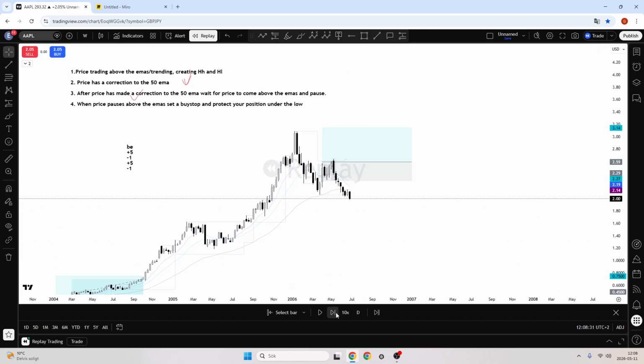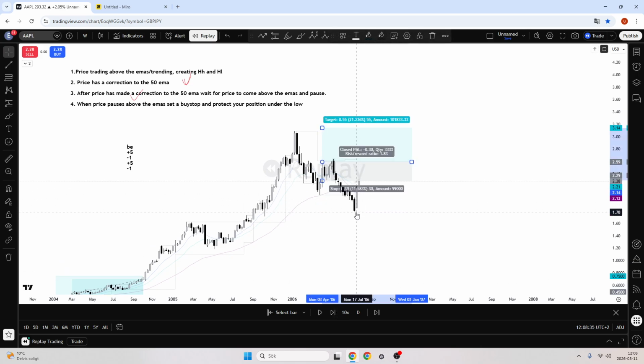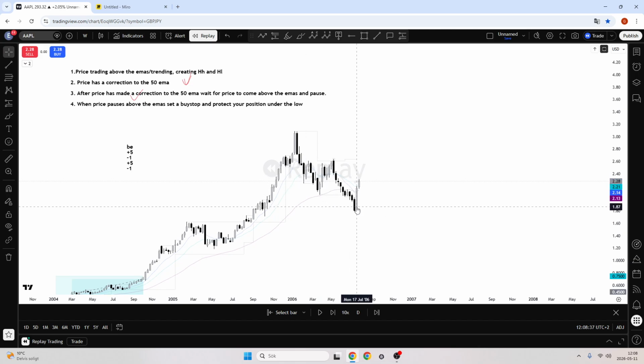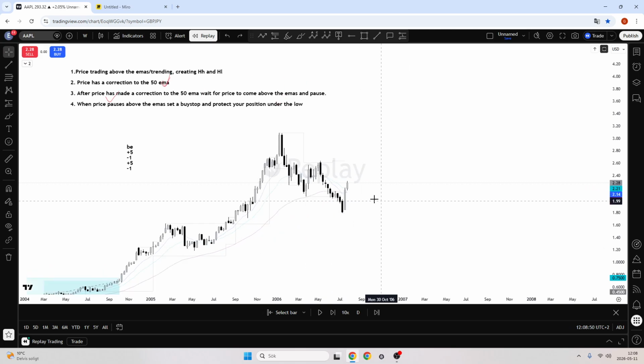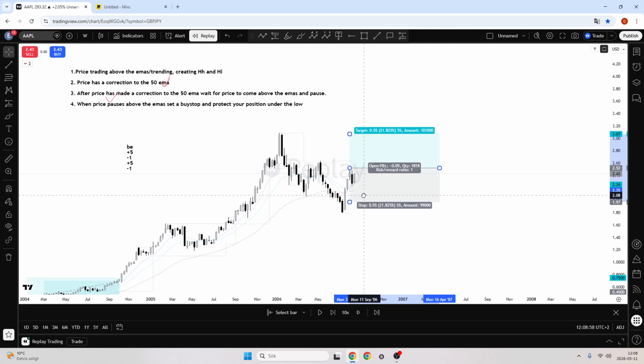It's kind of going sideways here on the 50 MA. I think this is good. We came below the 50 MA right here, but a short period after that, the market just exploded up right here and found support right here on the 50 MA. So if we pause right here, I would definitely take it, straight. So pausing right here, I would simply throw a buy stop right there.